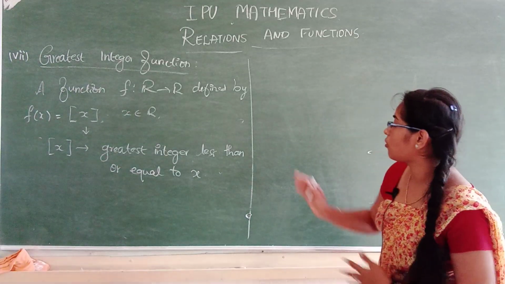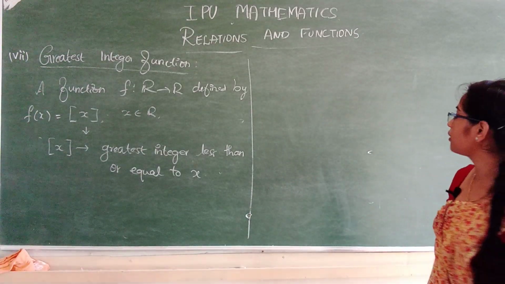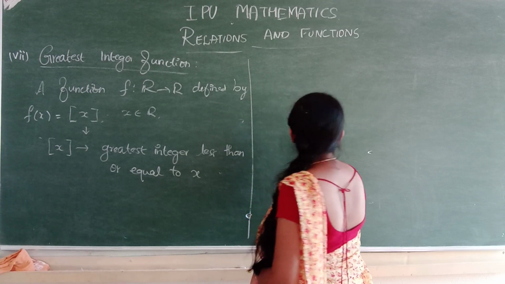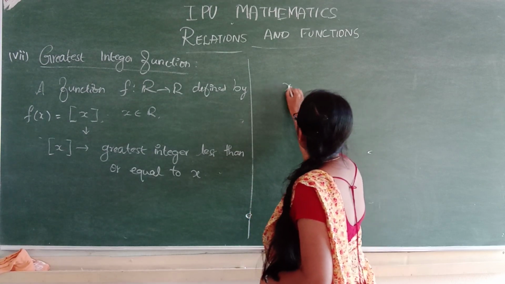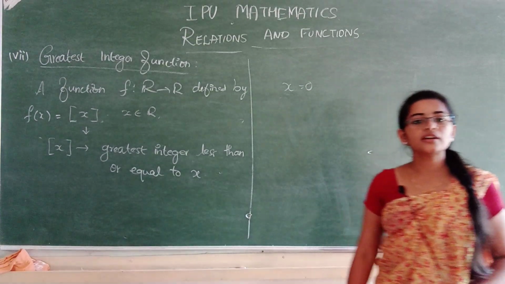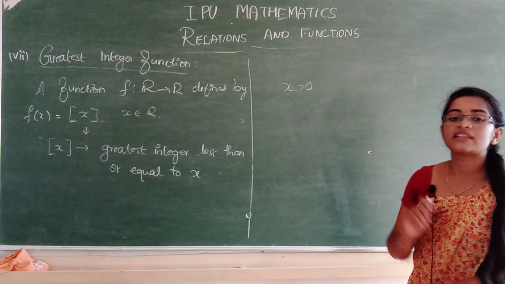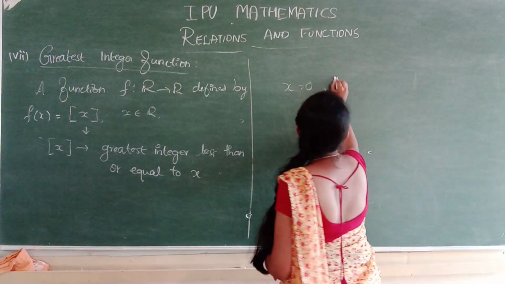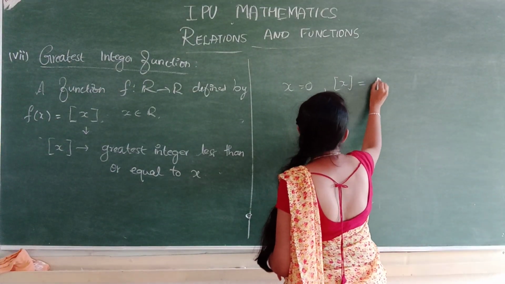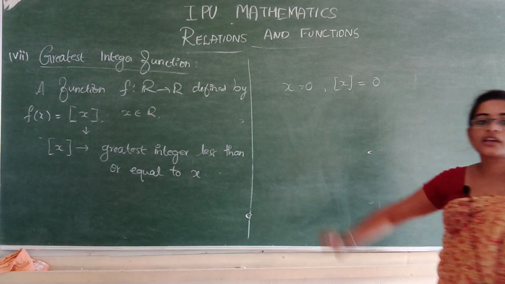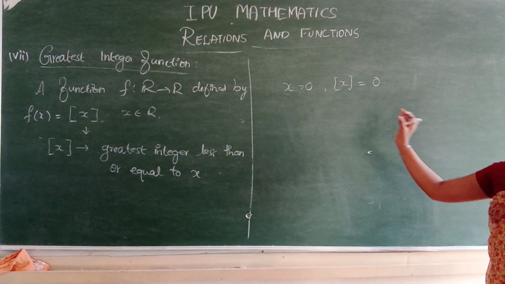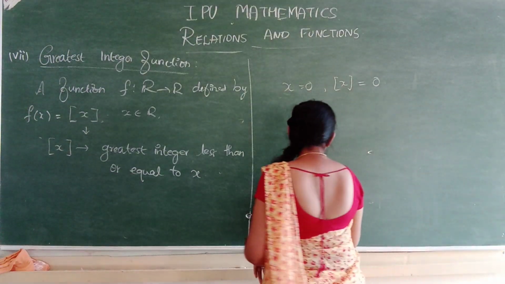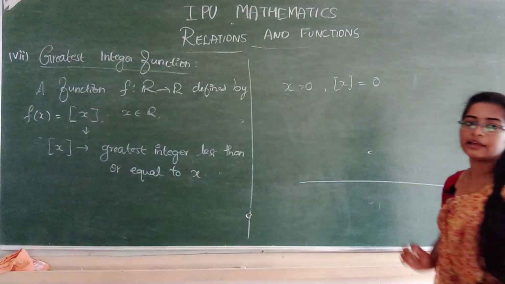Now let's see what that implies. If I have my x to be 0, then what is the greatest integer less than or equal to 0? That is 0 itself. Why? 0 is an integer. So the greatest integer less than or equal to 0 is 0 itself. See, we can see this on the real line.